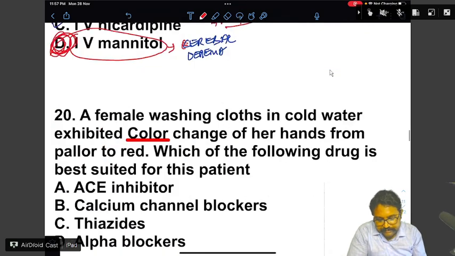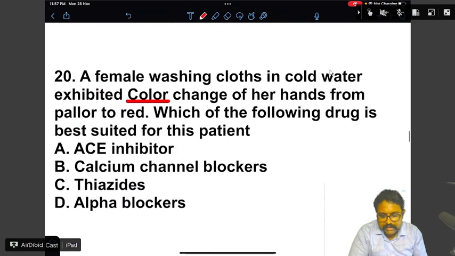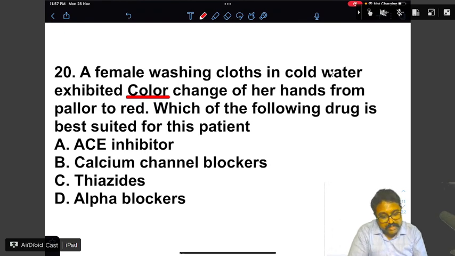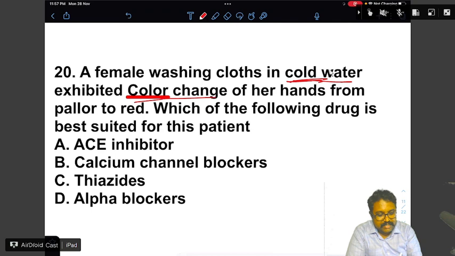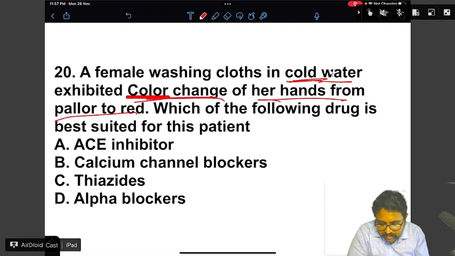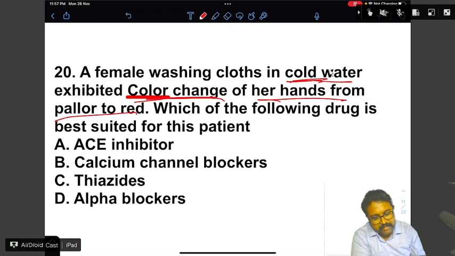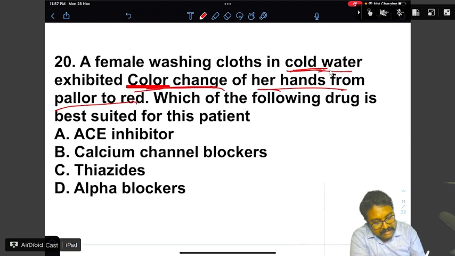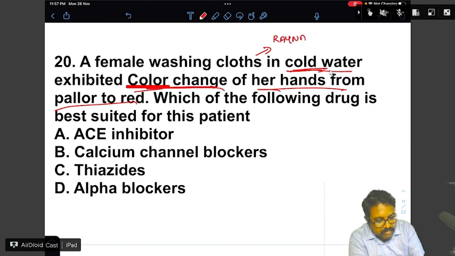Next, moving on to the 20th question, a female washing clothes in cold water exhibited a color change in her hand from pale to red. Which of the following drugs is best suited for this patient? So please remember, if there is a color change, the patient will have cold extremities, and the patient is having Raynaud's disease or Raynaud's phenomenon.